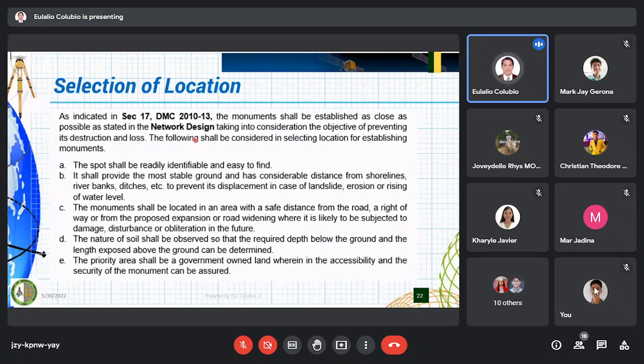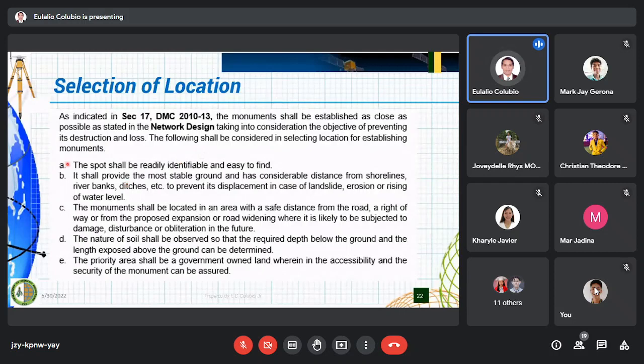A design is just a drawing. Later on, in my LabX, I will have you make a network design, taking into consideration the objective of preventing destruction and loss. You should place your station where it is not easily damaged and will not be lost. For example, if you place your station beside a river where the soil is loose, and it floods and erodes the soil under your monument, the monument will probably be lost. So you should consider its location.